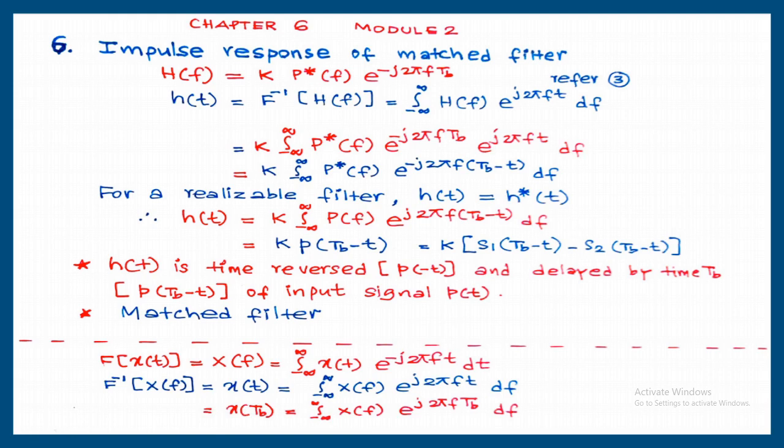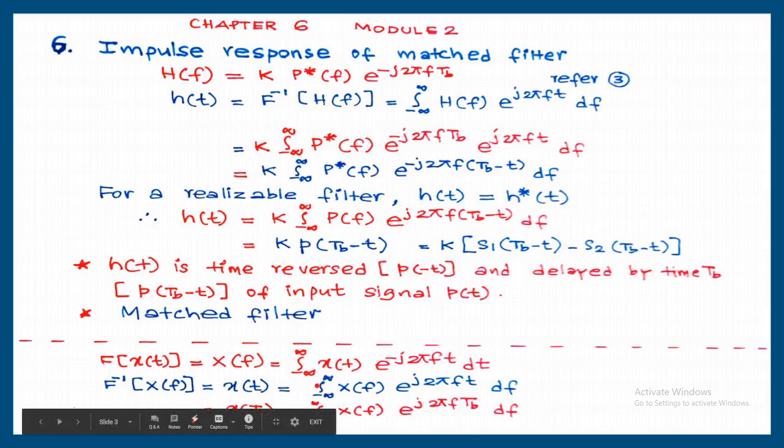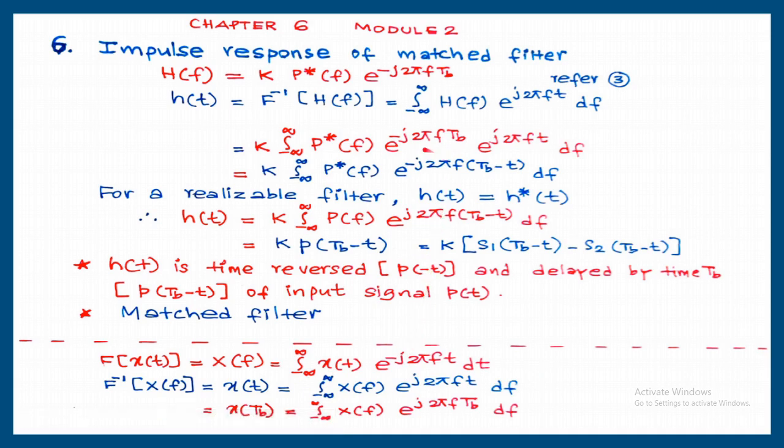And one more important point, I am not using the 1 by 2 pi term here. 1 by 2 pi should be used if it is d omega. And d omega is equal to df into 2 pi, so that 2 pi and this 2 pi cancel. That is why there is no 1 by 2 pi term here. The same result is used here. Here it is Tb minus t, that is why it is Tb minus t. Then this function is P of f, that is why it is p. K is a constant. So k into p of Tb minus t is the impulse response of matched filter.